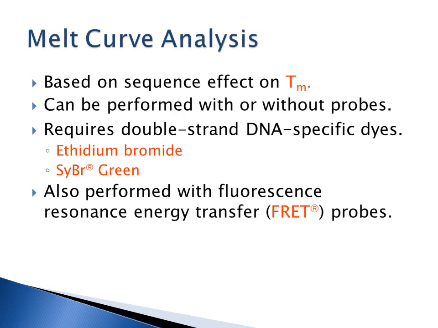Another method to detect gene mutations is using melt curve analysis. So remember, the nucleotide sequence has an effect on the melting temperature, and you can determine the melting temperatures based on the sequence. So the melt curve analysis can be performed with or without the use of probes. So what you do is you take your double-stranded DNA-specific dye, such as ethidium bromide or SYBR Green. You can also use FRET probes.